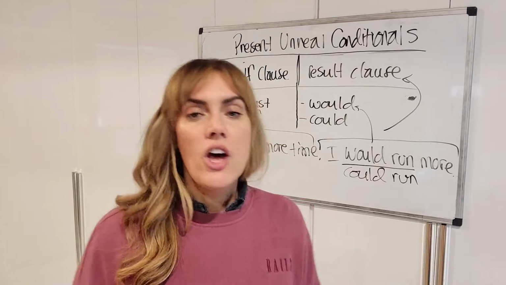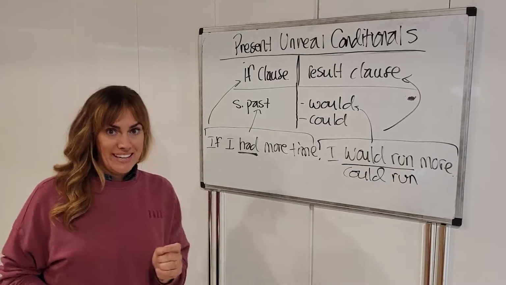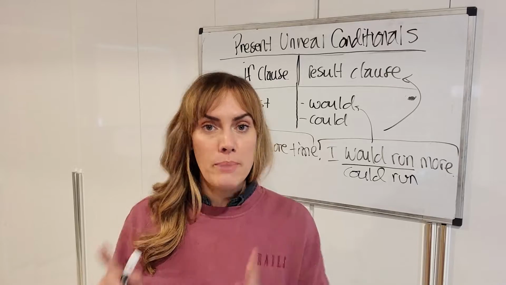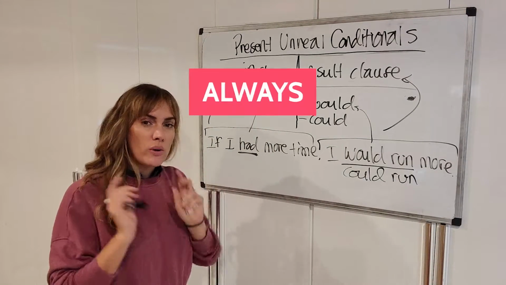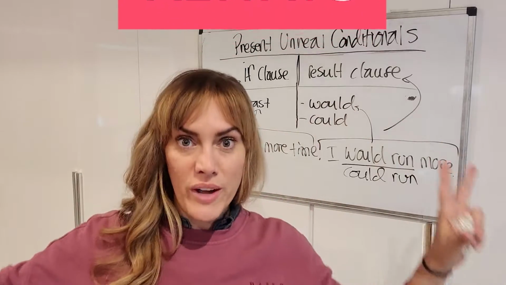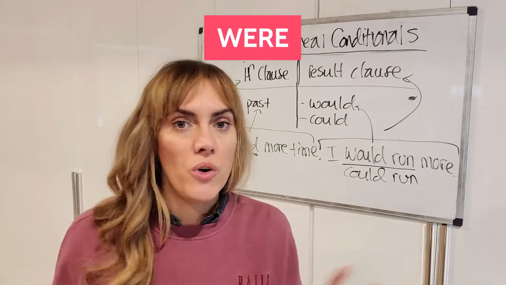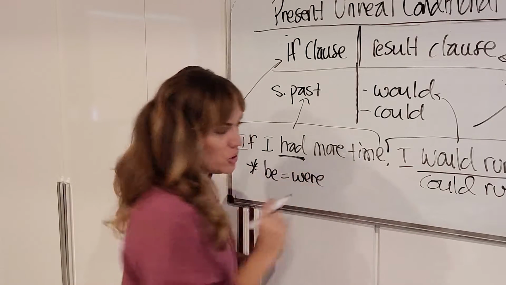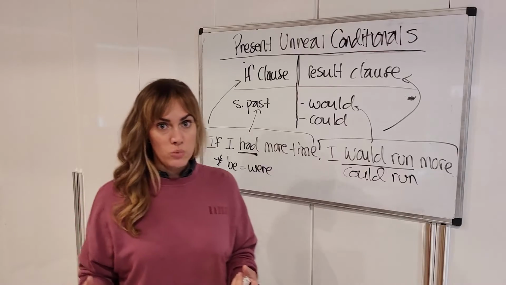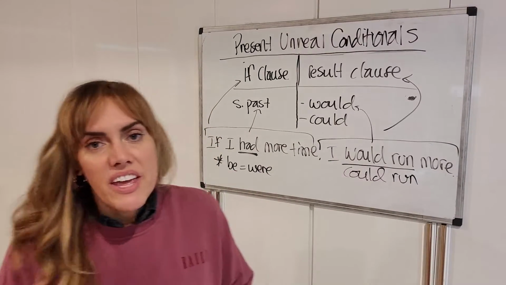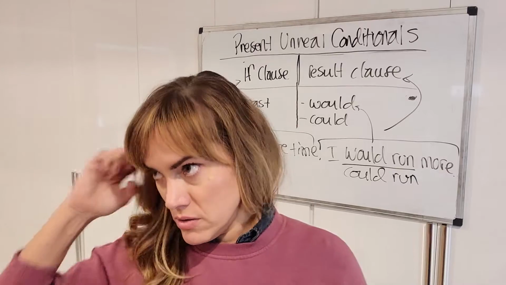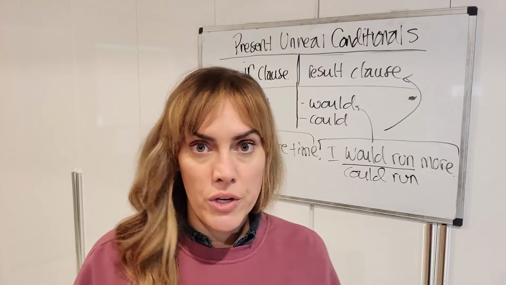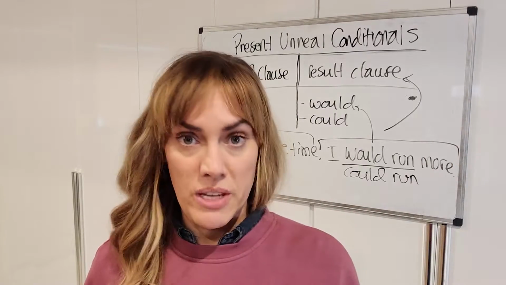They're unreal. Another thing I want to point out is when you use the verb be, anytime you use the verb be in the if clause, you always have to use were. That's just the rule. Were. So if the verb is be, it has to be were. I know it's weird. It's always were. Okay? So if I were a student learning English, I would definitely speak more.